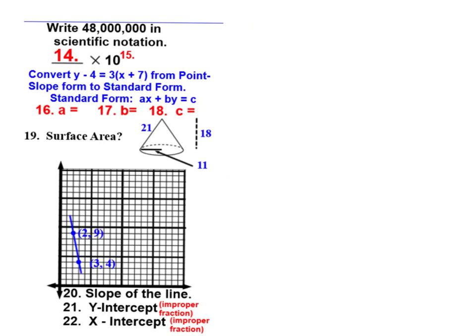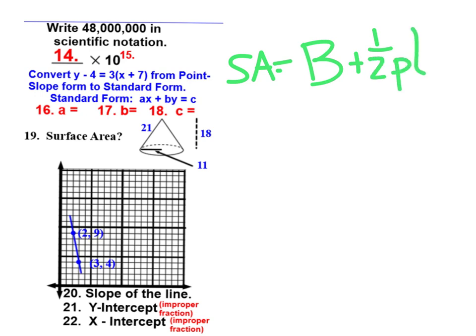Number 19, you have a cone, and it's asking about the surface area of that cone. So remember, surface area equals, and you have one base. It's big B, so that stands for area. Plus, since it comes to a point, we want half the perimeter times the slant height.